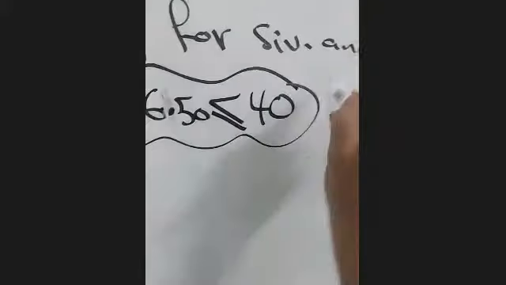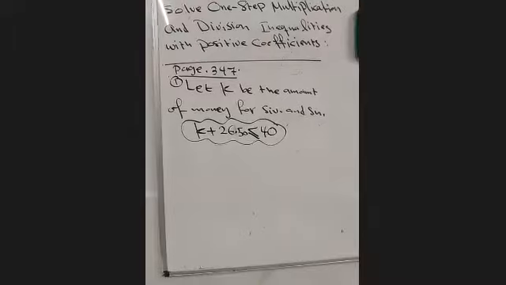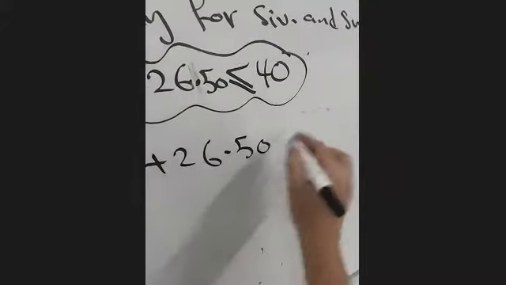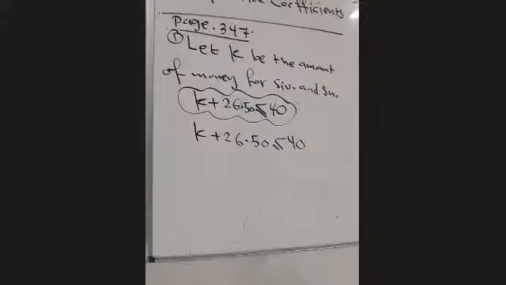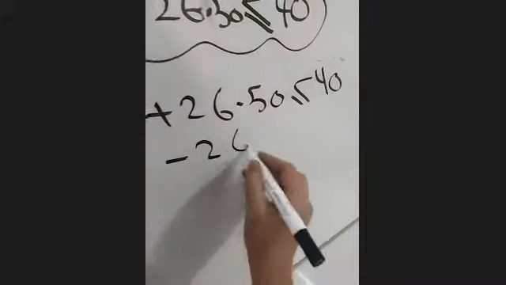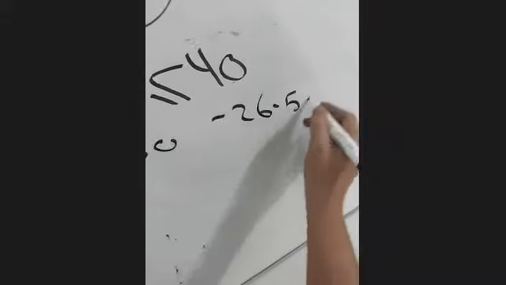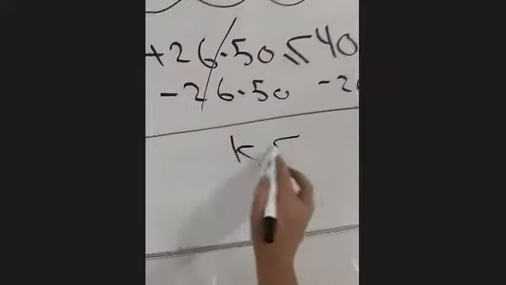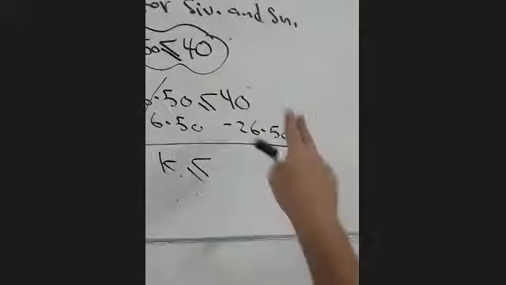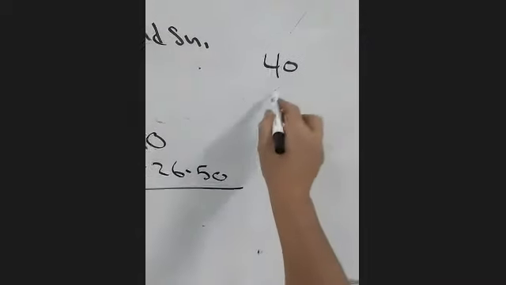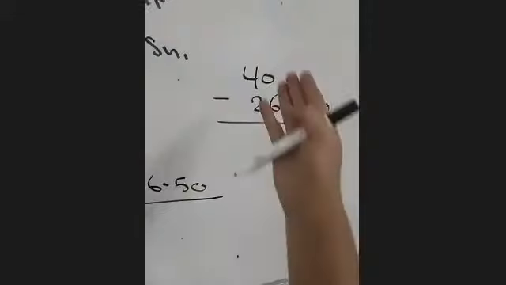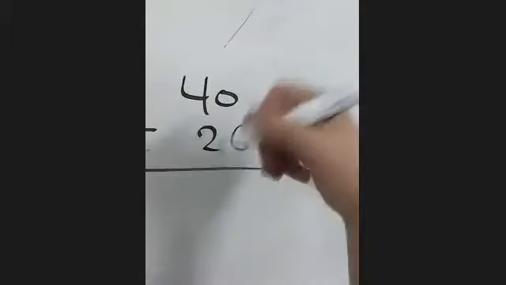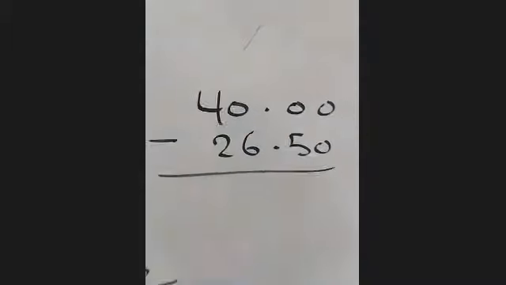What will we do now, Yazan? Now we will rewrite it. It is K plus 26.50 less than or equal to 40. Then minus 26.50. Exactly. We will subtract the constant number from both sides, right? Yes. So K is less than or equal, and less than or equal comes down, right? And let's subtract here. How do we subtract 26.50 from 40? We add a decimal point with two zeros, right?